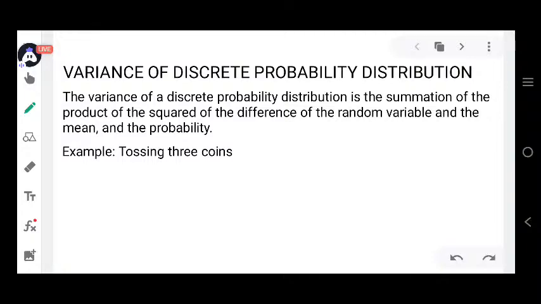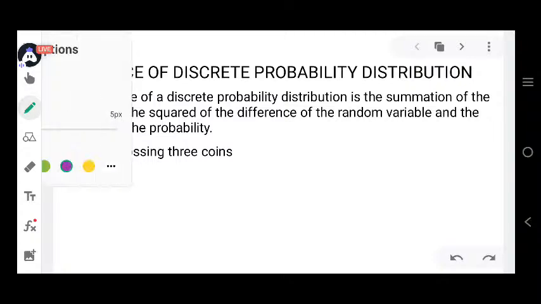For today's lesson, I am going to teach you about the variance, or how to get the variance, of a discrete probability distribution. The variance of a discrete probability distribution is the summation of the product of the squared difference of the random variable and the mean, and the probability. So, medyo mahaba siya at medyo mahirap intindihin. Kaya let's have an example, tossing 3 coins.